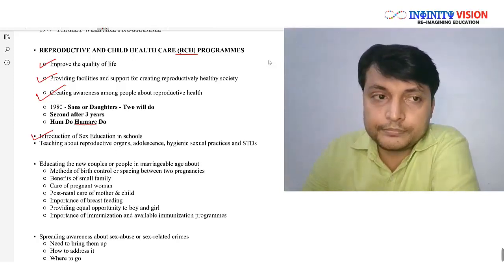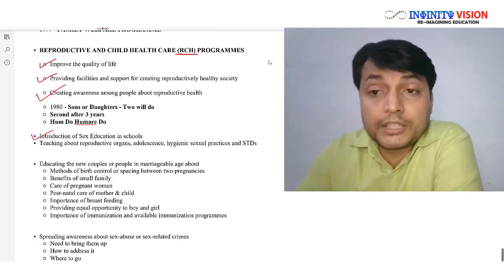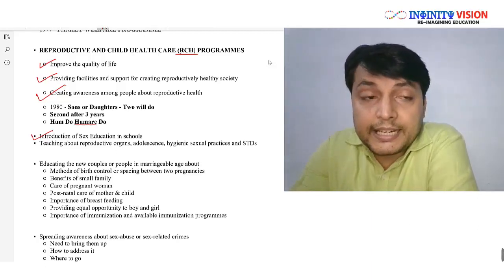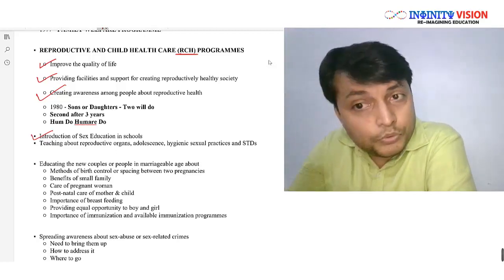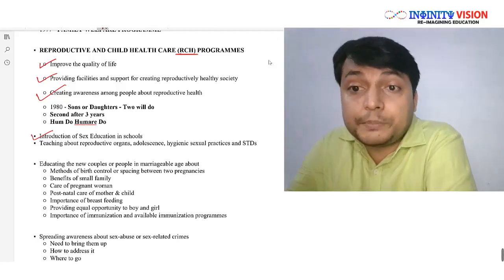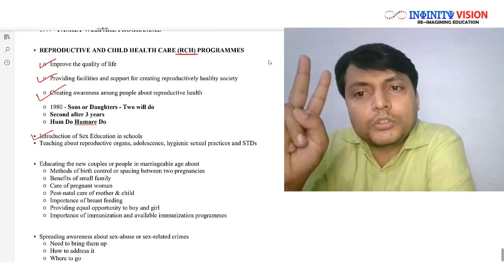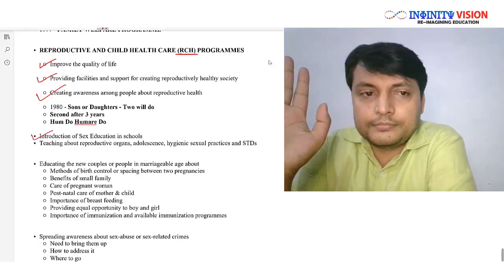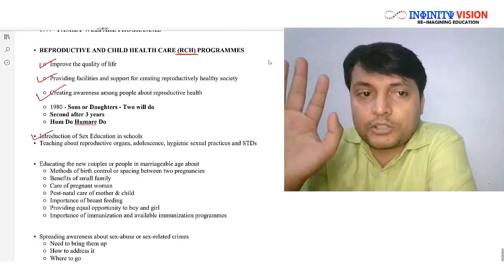Now what they did initially in 1980, again they came up with a new slogan in print media, and they said that son or daughter, two will do. देखिए पहले उन्होंने बोला था 1970 में 2 या 3 बस, यानी कि वो 3 तक थे. अब उन्होंने क्या कहा, 2 बस. बेटा हो या बेटी, 2 काफी है. Okay, this is what they said in 1980. Son or daughter, two will do.